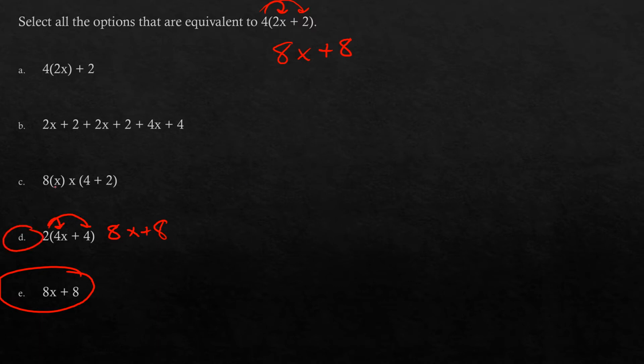Here I have 8 times x times (4 + 2). That won't work. This one up here will give me 8x + 2. I'm looking for that plus 8, so this one also won't work. Let's try this one here. I have 2 + 2 + 4, which is 8. 2 + 2 + 4 again, which is 8. So this one will also work. So here I'm looking for 3 answers.